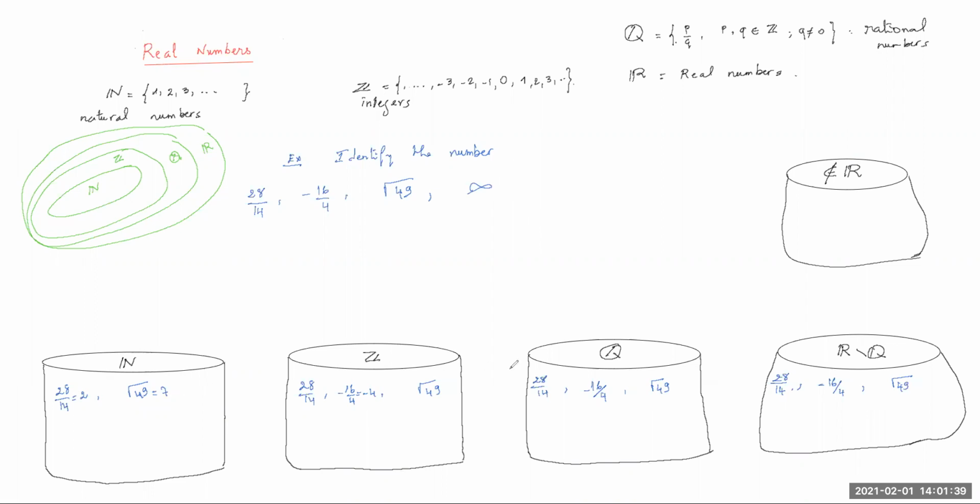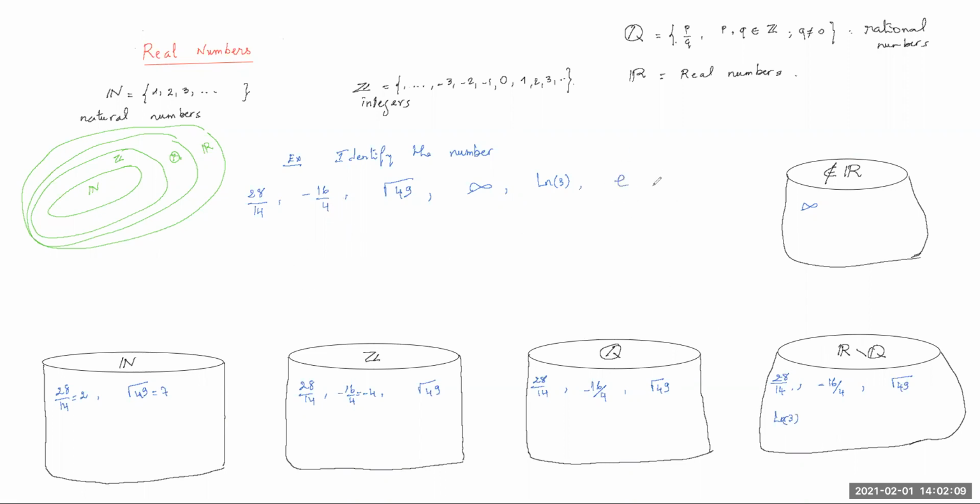Infinity is not a real number. It's a symbol that describes a behavior, so it's not part of the set R. So we will put it here. What about ln 3? ln 3 is not a fraction, it is not a rational number, so it is here.